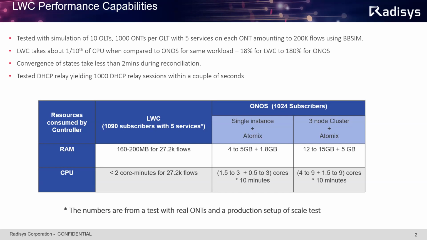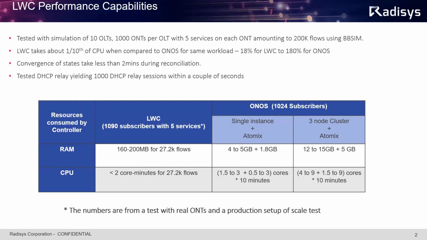For LWC, these figures are from actual real ONTs in a production setup for the scale test. For 1090 subscribers with 5 services, with multicast and the HSIA flows, everything, it consumes around 160 to 200 MB of RAM for around 27.2K flows. And it consumes around 2 core minutes for the same 27.2K flows.